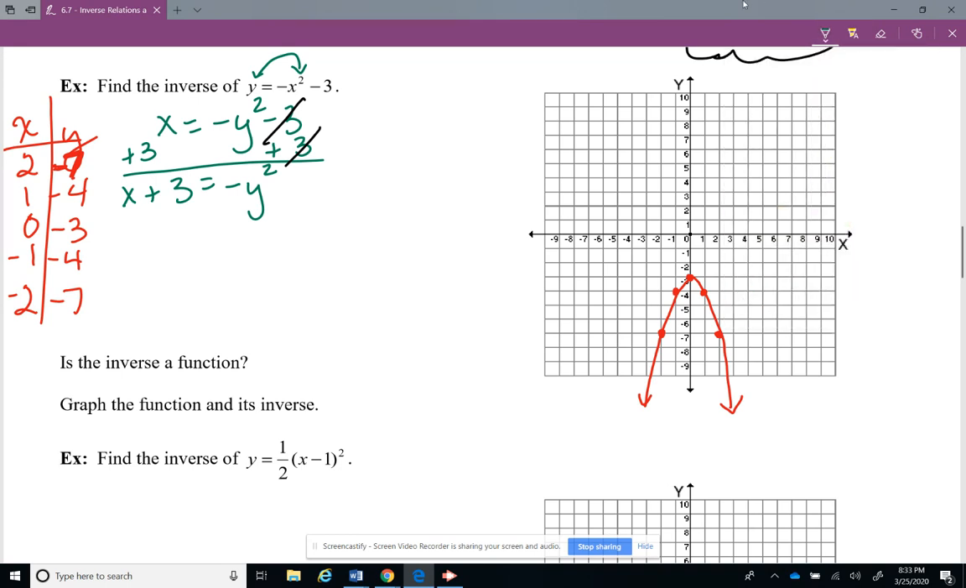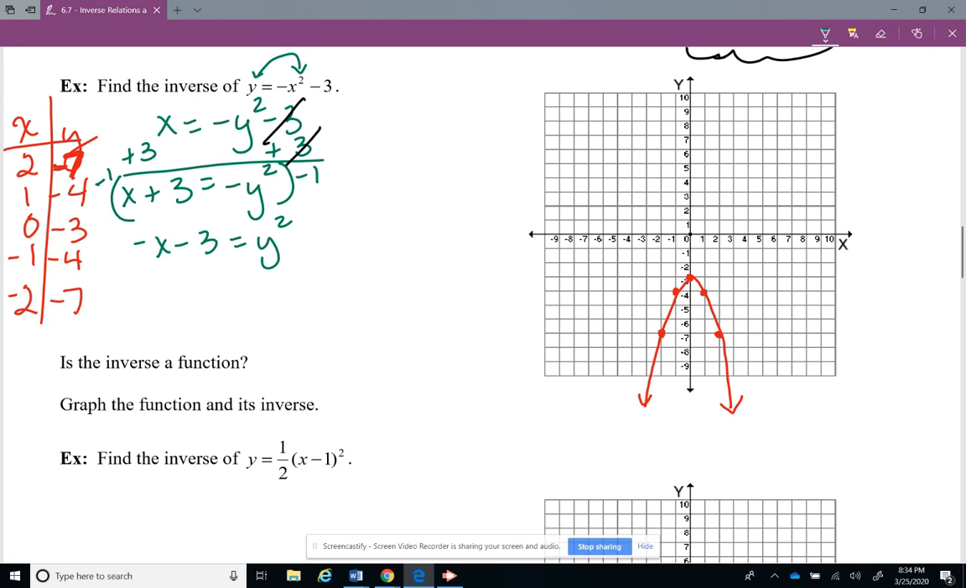Now I've got to get rid of that negative. I can either multiply everything by a negative or divide everything by a negative. It's really easier if you just multiply everything by a negative 1. So negative 1 times x is negative x. Negative 1 times 3 is negative 3. And negative 1 times negative y squared is positive y squared. We want our y squared to be positive.